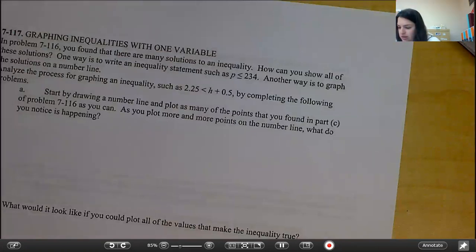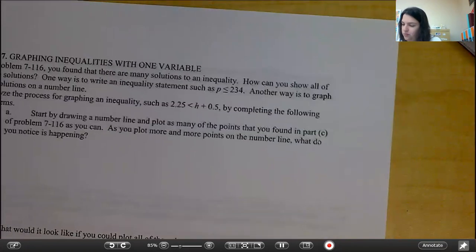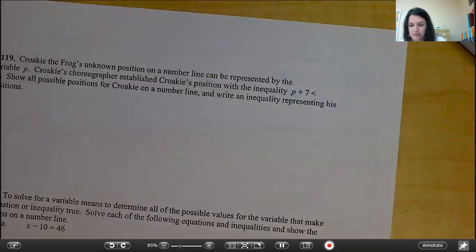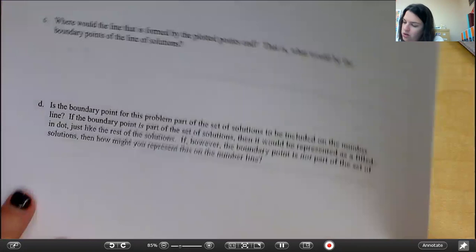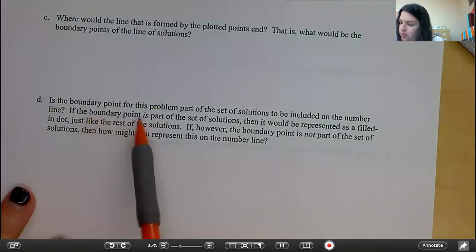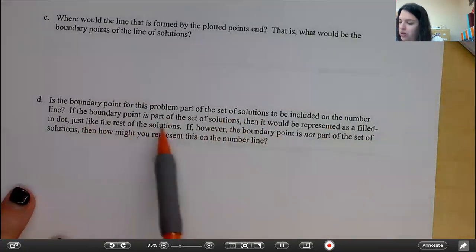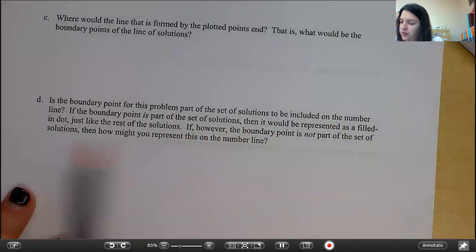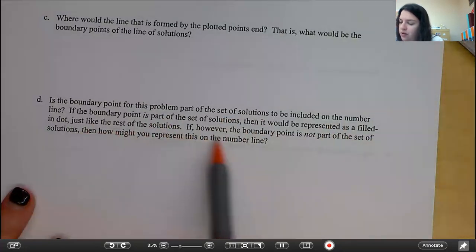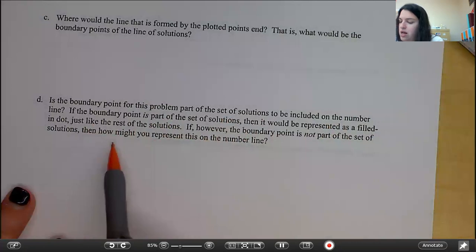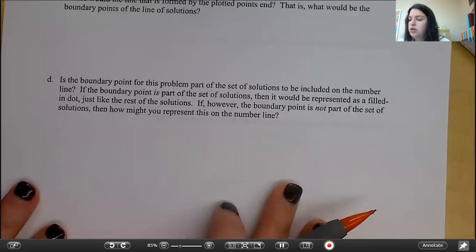if we're looking at 7.1.17, it's talking about graphing. So when we graph inequalities, we have boundary points. So if you look at part D, it says, is the boundary point for this problem of the set of solutions to be included on the number line? If the boundary point is part of the set of solutions, then it would be represented as a filled in dot, just like the rest of the solution. If, however, the boundary point is not part of the set of solutions, then how might you represent it on the number line? So we're going to talk about this.